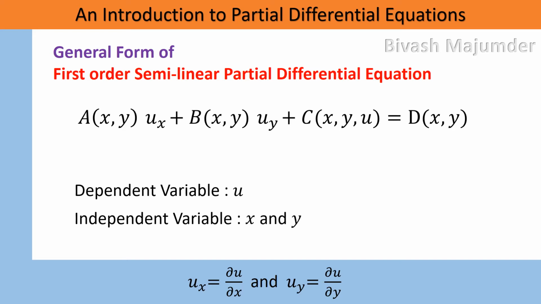Please look at the general form of a first-order semilinear partial differential equation. Here this PDE includes first-order partial derivatives. The coefficients of ux and uy, that is a and b, are functions of the independent variables x and y only, and c is a function of x, y and u, and d is a function of x and y only.